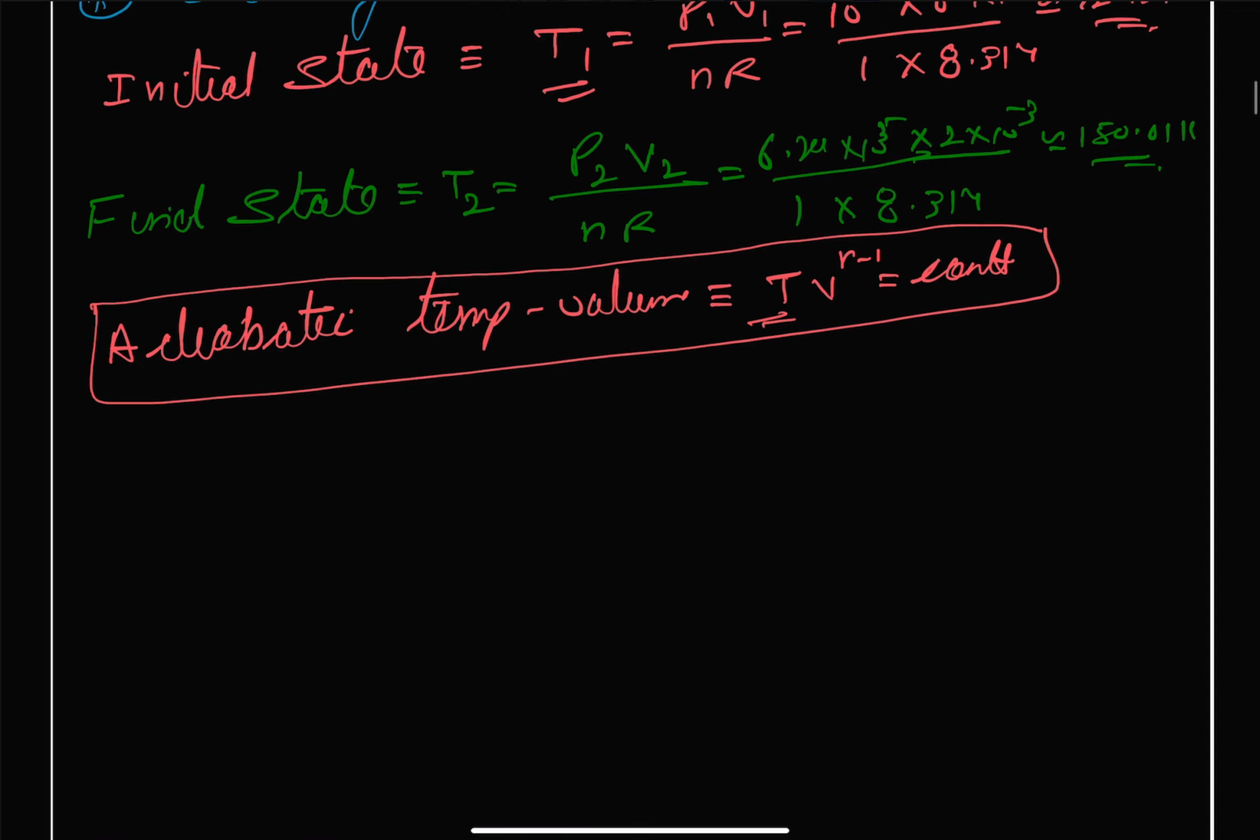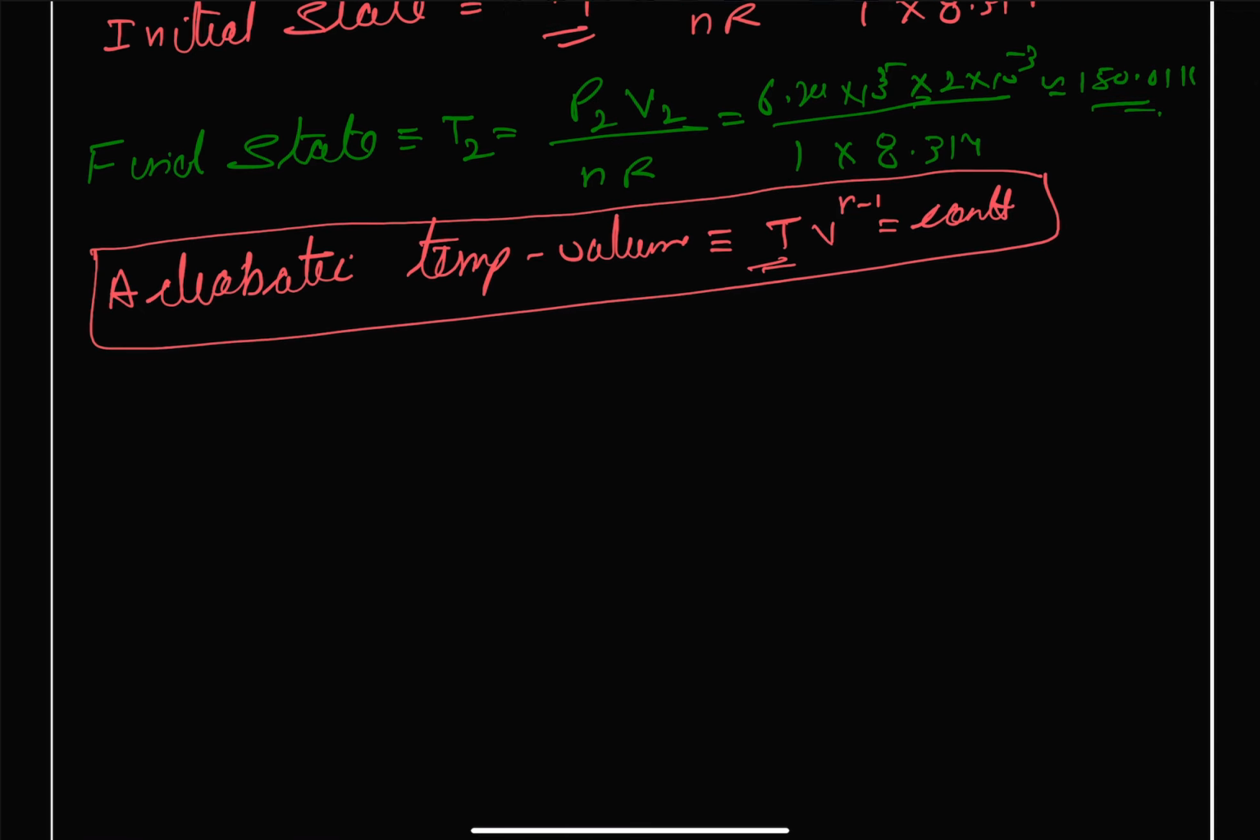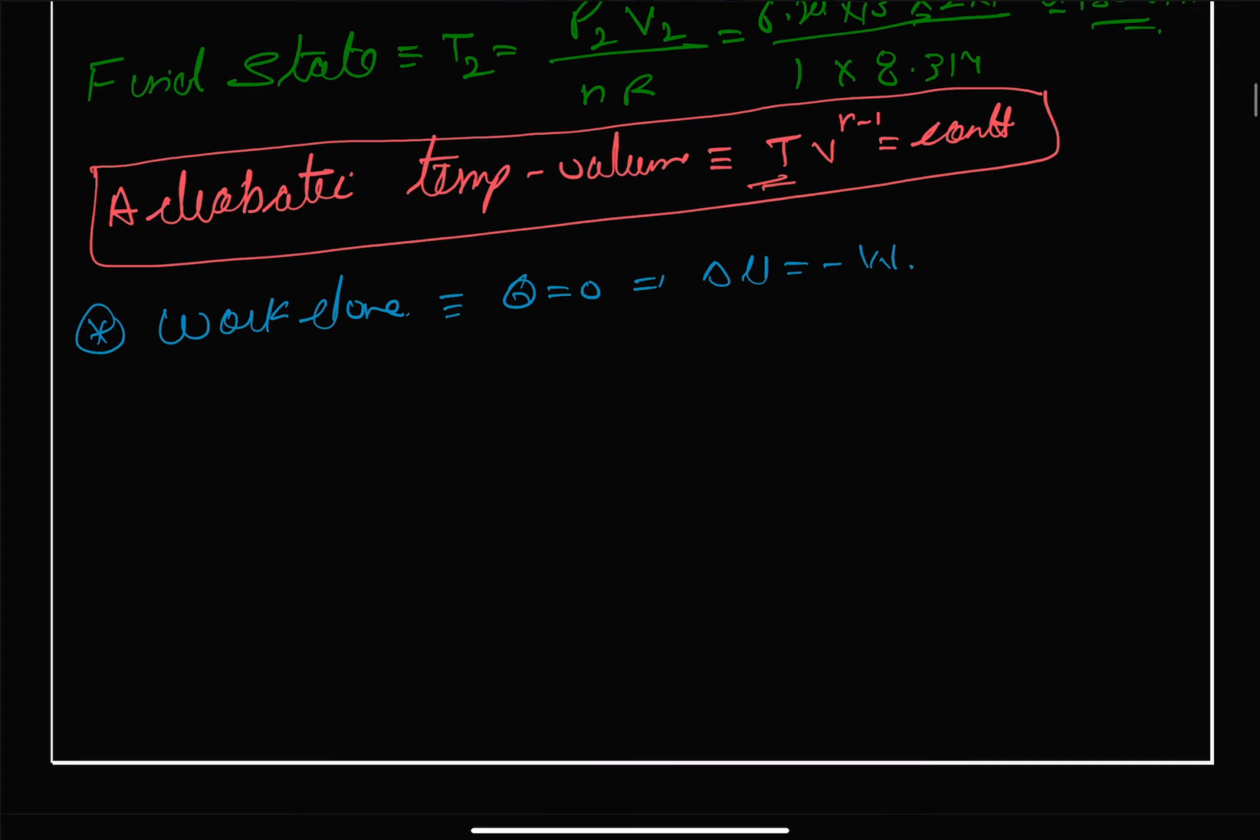Now we can finally find out our work done. Like we said initially, for an adiabatic process the value of Q is equal to 0. So this gives us that our delta U is equal to negative of W. We can find out this change in internal energy, that is delta U.